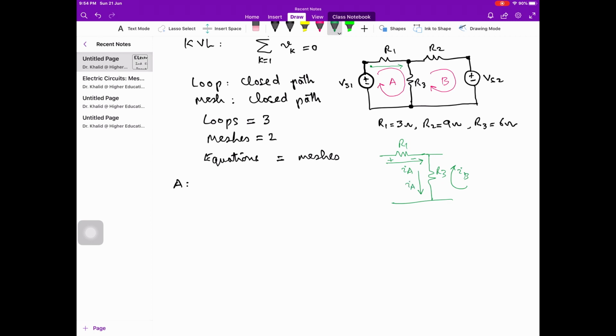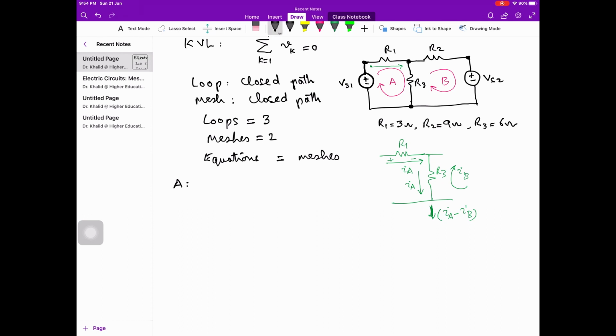Here we see what is the net downward current flowing through R3. This is following the directions. IA is flowing downward, IB is flowing upward. So this is the net downward current flowing through this resistance R3. I'm saying downward current because we are following the assumed direction of mesh A.